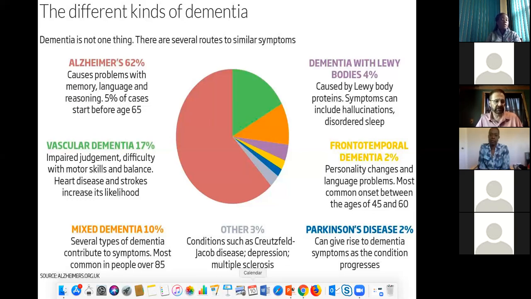In Parkinson's disease, the hallucinations that come along are more related to the medication that people are taking for Parkinson's. So if you withdraw the medication, the hallucinations go away. With Lewy body dementia, the hallucinations are there. They're not going away as a result of changing something. They are there as part of the disease progression.